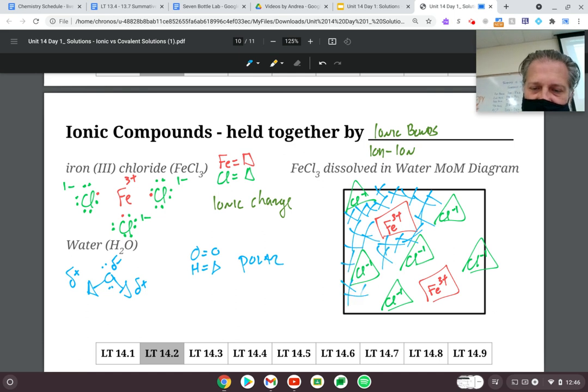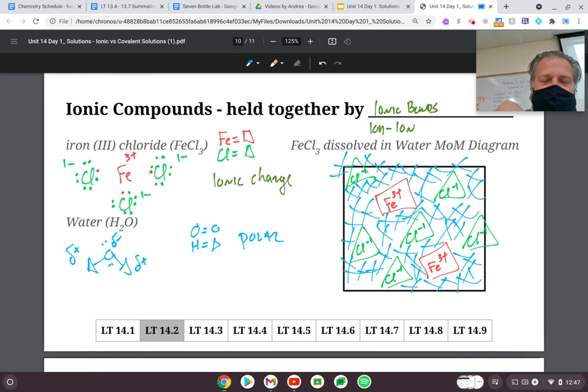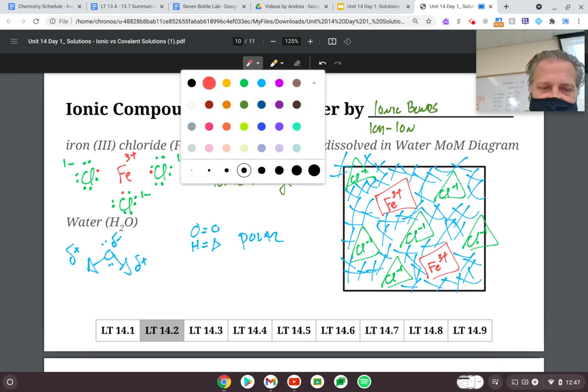So in the past, when we drew MOM diagrams, we just kind of drew a big structure and then put X's around it. But now we're going to add a layer to that that says that if you have an ionic compound, it gets separated into its pieces, and water surrounds that. So I'm going to draw a couple of instances down off to the side so you can see it.